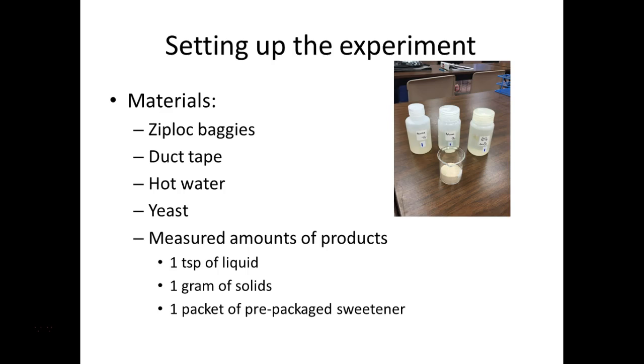Setting up the experiment, you're going to be given a Ziploc baggie, some duct tape, hot water, and yeast. You can find in your lab manual the procedure for doing this. You're going to measure the product. So if you decide to use a liquid, you will use 1 teaspoon of each of the liquids. If you're going to use a gram, you'll use a balance to weigh out the solids in grams. And then if you're going to use a prepackaged sweetener, you will use a packet of each.